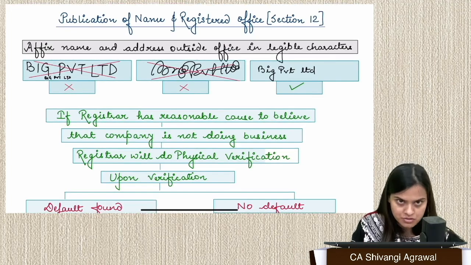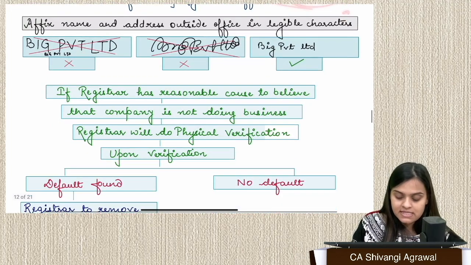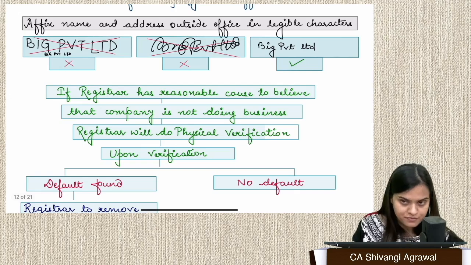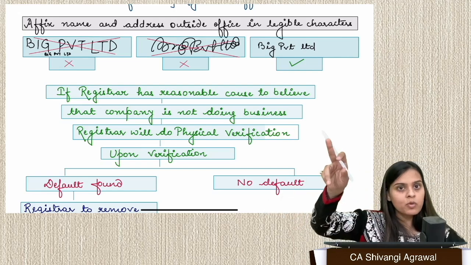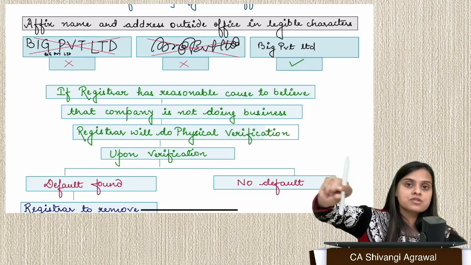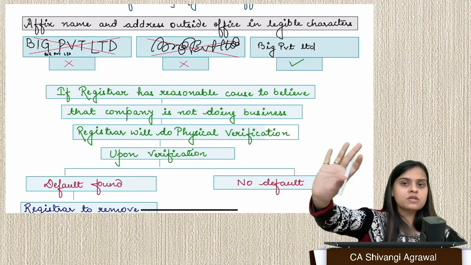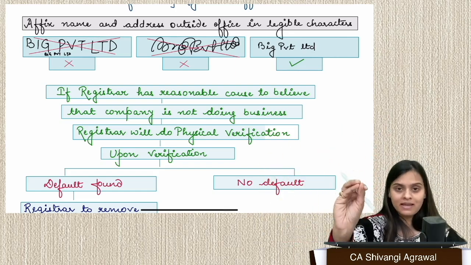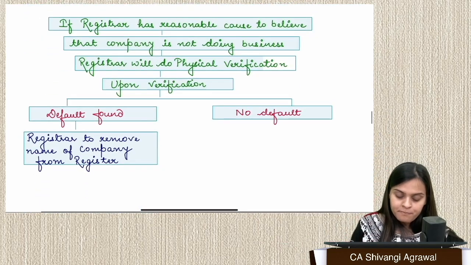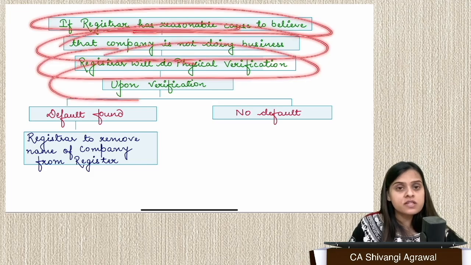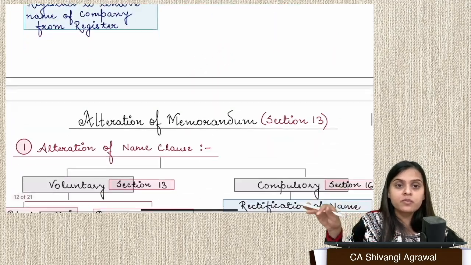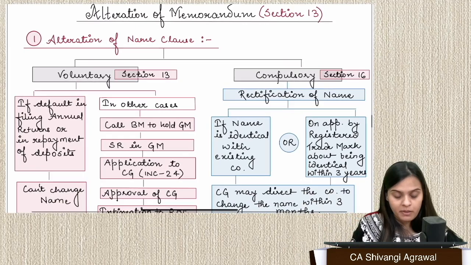Publication of name and registered office. Section 12 says that every company must have a registered office first within 30 days of incorporation. Second, outside every office you will put a board. What will the board say? The name and registered office details. It has to be in conspicuous, legible, readable characters. Now, if the registrar has reasonable cause to believe that you're not doing business, they will do a physical verification, and if default is found, they will remove your name from the register of companies.